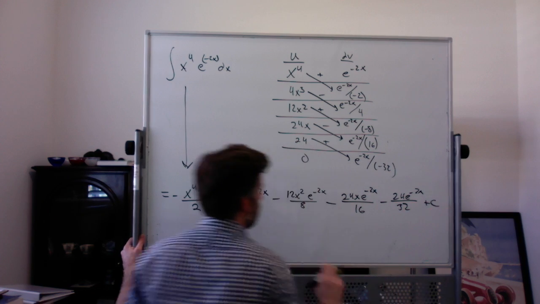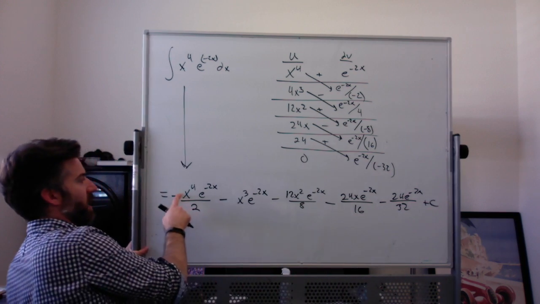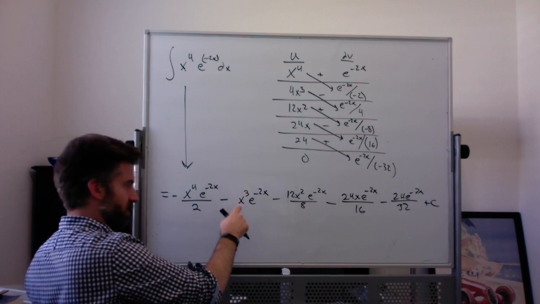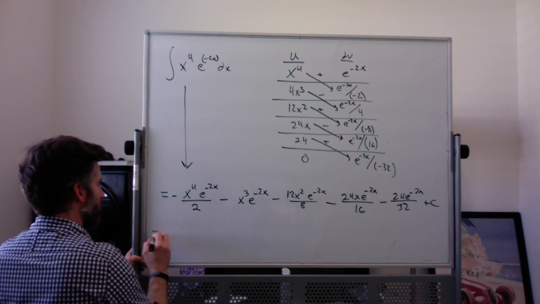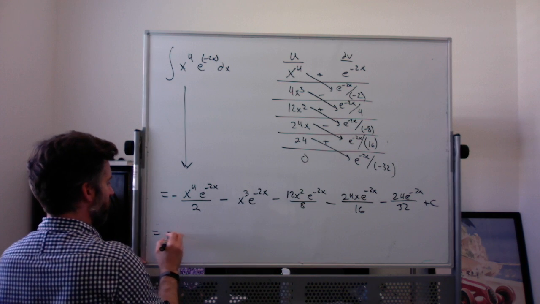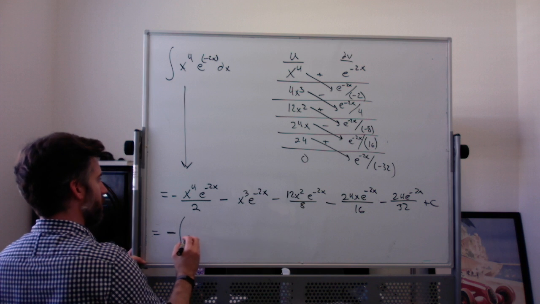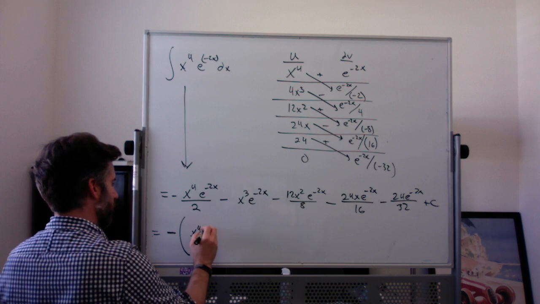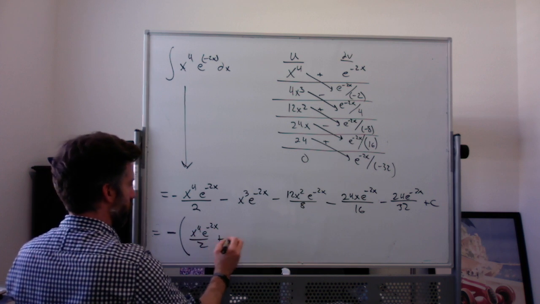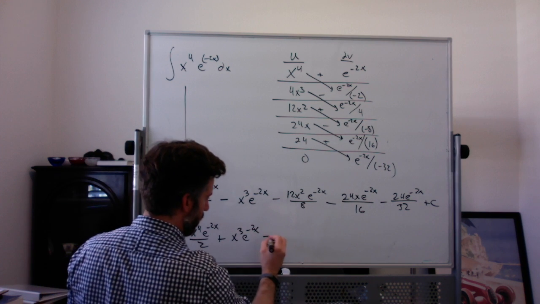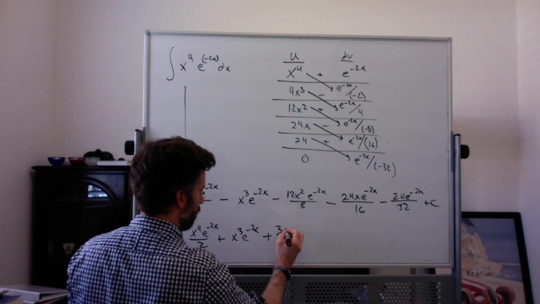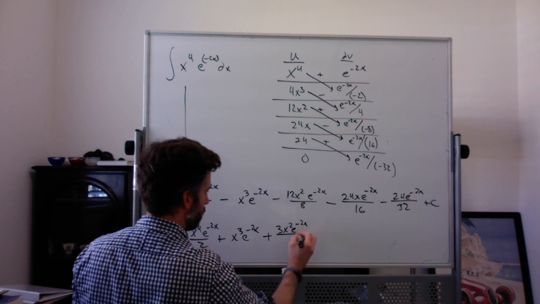You'll notice for these e ones, it's always x to the highest power times e to the whatever, x to the next highest power, e to the whatever, and so on. You should reduce this. I would maybe pull out the negative sign so it's less of a pain. x to the fourth e to the negative 2x over 2 plus x cubed e to the negative 2x. 12 over 8 is 3 halves. So 3x squared e to the negative 2x over 2.